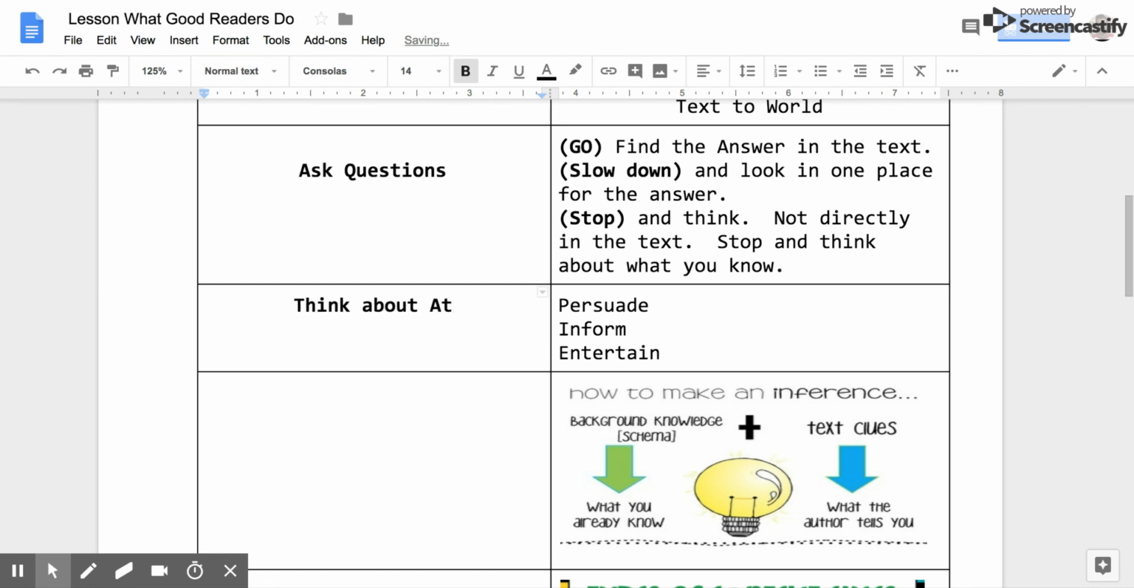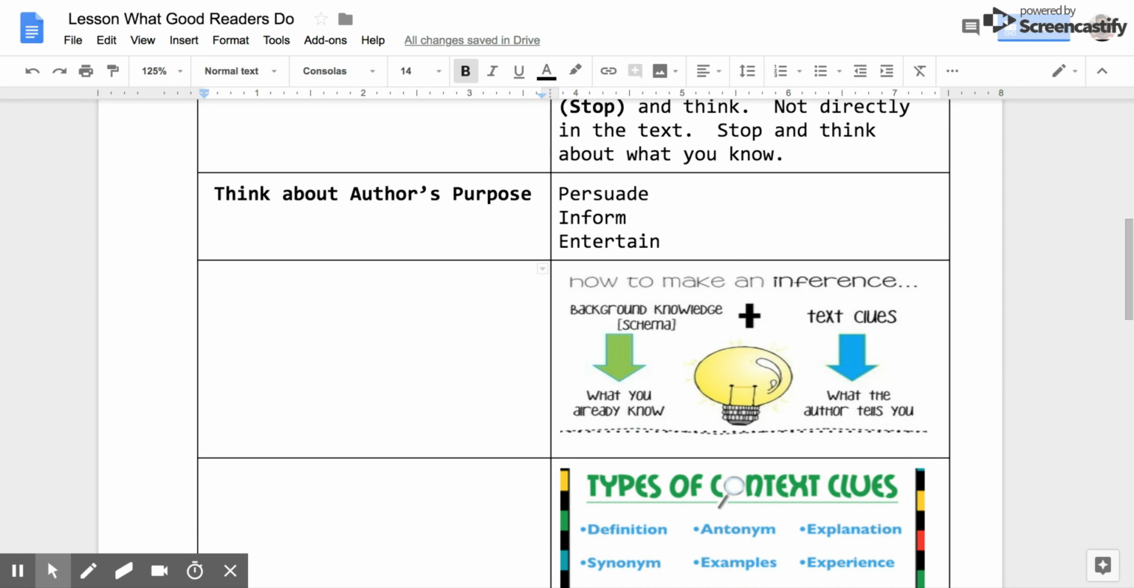Now, the next thing that we need to write is we need to always think about the author's purpose in everything that we read. So you need to think about the author's purpose, and the author will try to persuade you, inform you about a topic, or entertain you. And it's always fiction if it's entertain.